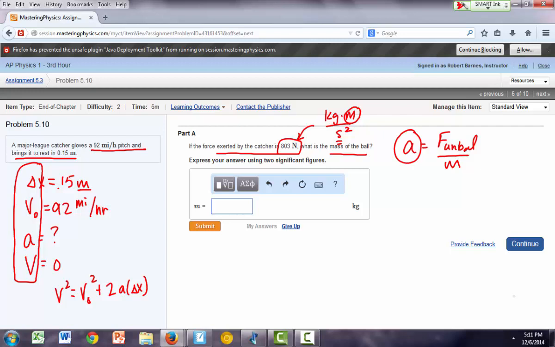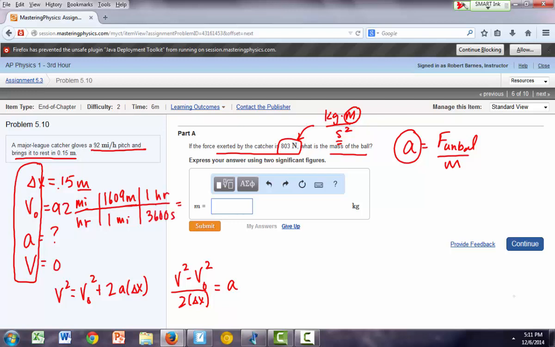I'm just going to rearrange this for acceleration to delta x. And I will do my conversion here, miles per hour. I happen to know that in 1 mile, there are 1,609 meters, and in an hour, there are 3,600 seconds. So that gives me, in meters per second, 41.1.